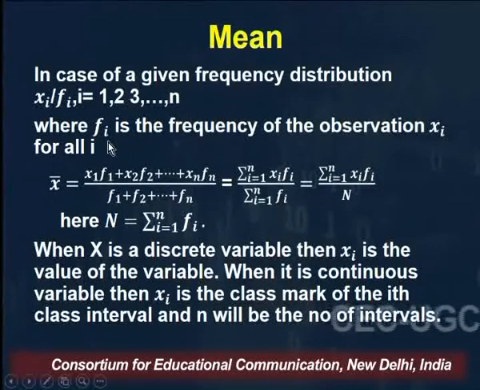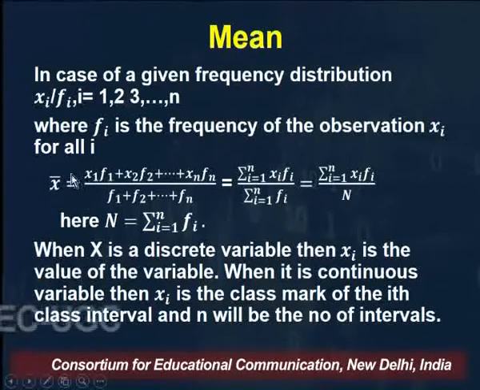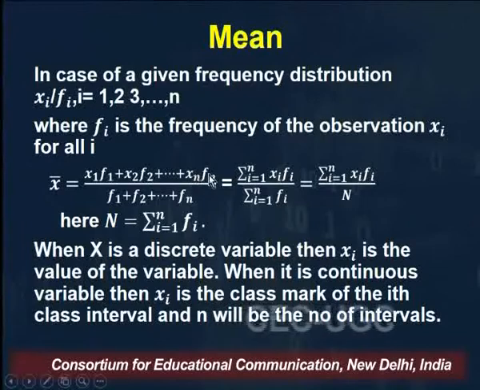So, in that case the formula becomes x bar, which is equal to x1 f1 plus x2 f2 plus so on xn fn upon f1 plus f2 so on plus fn. Which I am representing by summation i equal to 1 to n xi fi upon capital N, where capital N is nothing but the sum of all the frequencies, which is the total number of observations that we have.